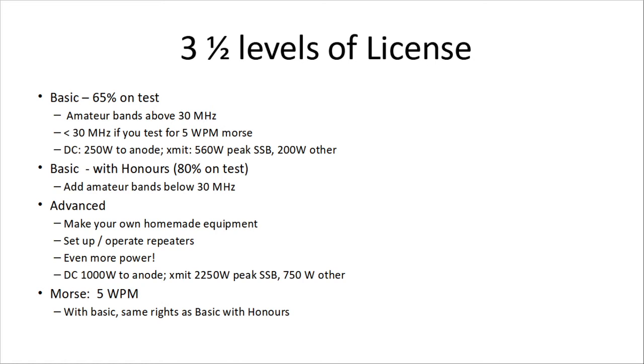You're also allowed more power. So your base power to the anode goes up to 1,000 watts. That's 4 times what the basic operators are allowed. Your transmit goes up to 2,250 watts peak on single sideband, and 750 watts for other transmission. That is a lot of power. People are communicating around the world with 100 watts on voice. People are communicating around the world with 5 watts with Morse code. So this is some pretty serious stuff.